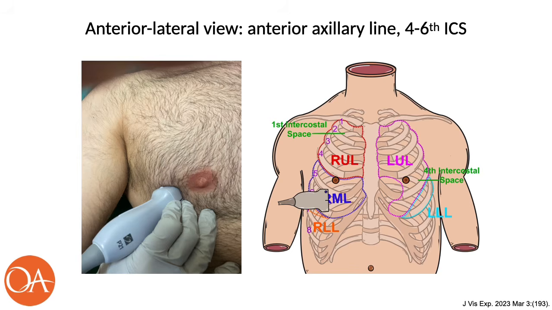This view is obtained by placing an ultrasound transducer at the anterior axillary line, approximately between the fourth to sixth intercostal spaces, with the probe indicator pointing towards the patient's head. On the right chest, this probe positioning will typically overlie the right middle lobe. And on the left chest, this probe positioning will typically overlie one of two places, either an anterior portion of the left lower lobe or the lingular portion of the left upper lobe. The lingula is the left-sided analog of the right middle lobe.